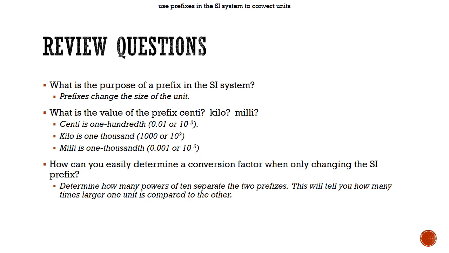So in that example I gave you, a megaliter is 10 to the 6th liters, a microliter is 10 to the negative 6 liters, so that would be 12 powers of 10, between 6 and negative 6. So your conversion factor would be 10 to the 12th microliters equals a megaliter.